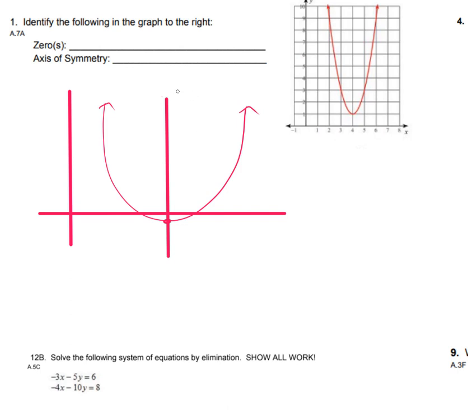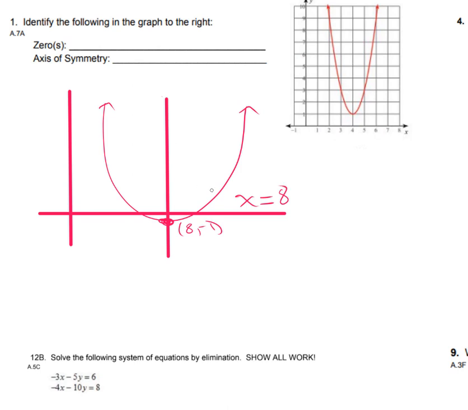So once again, the axis of symmetry is a line. Notice the axis of symmetry does go through my vertex. However, it is not my vertex. The vertex in this case, let's say this vertex's coordinates were 8, comma, -1, right? If that was what that vertex was, then this line here would actually be x equals 8.